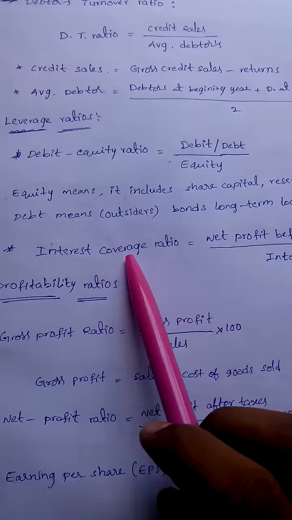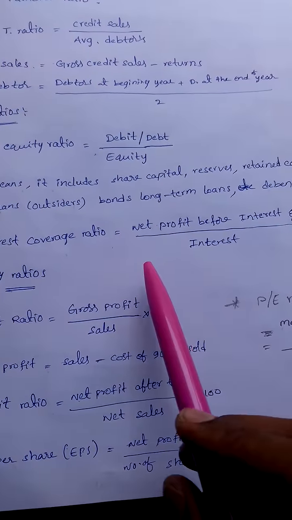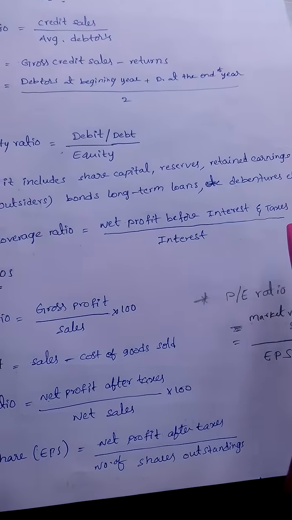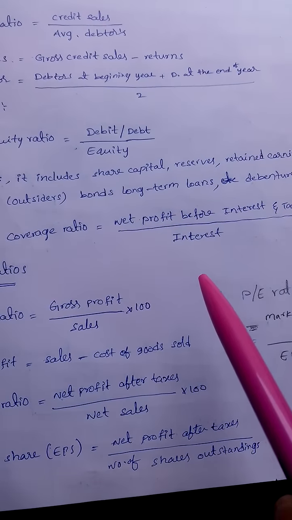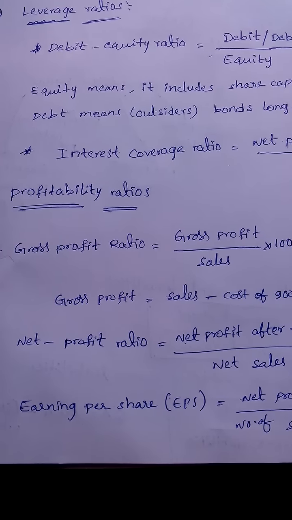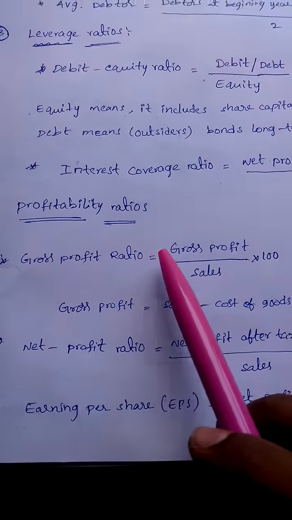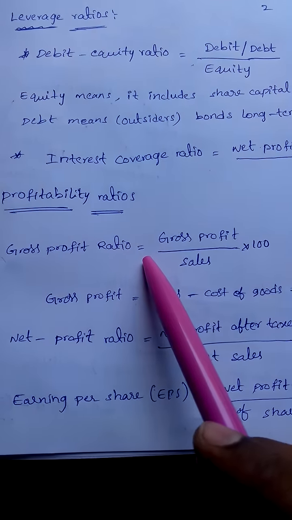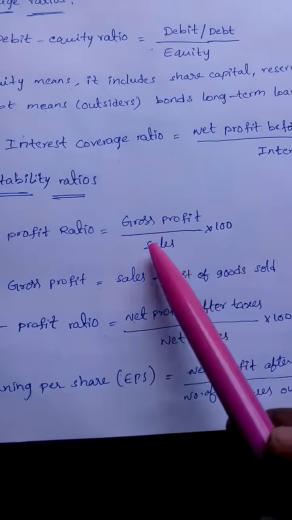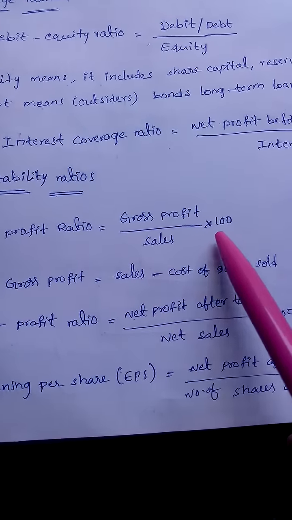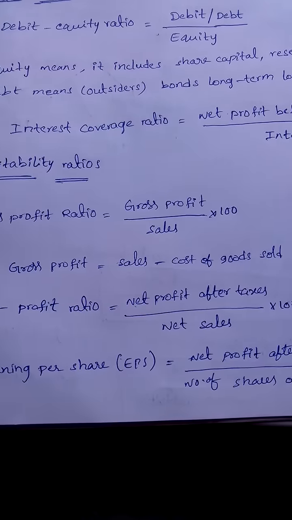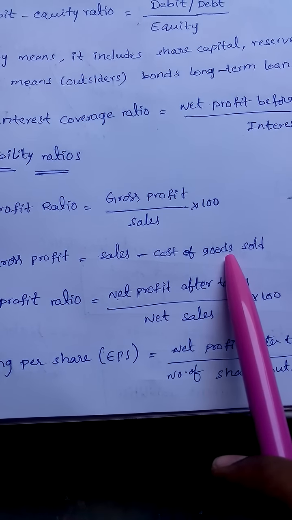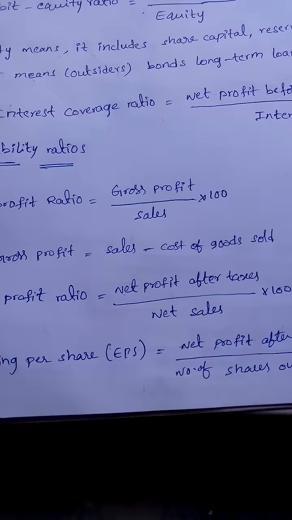And the next one is interest coverage ratio, which is equal to net profit before interest and taxes by interest. And next one is profitability ratios. These are divided into four types. Number one, gross profit ratio, that is equal to gross profit by sales into 100. Here the gross profit is equal to sales minus cost of goods sold.